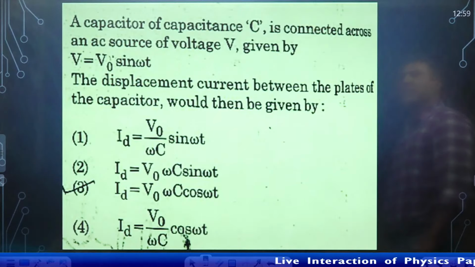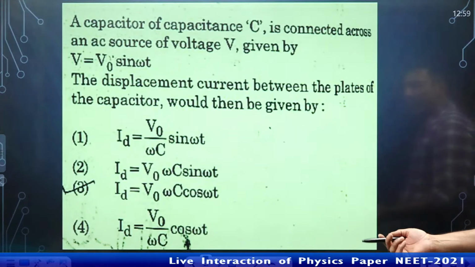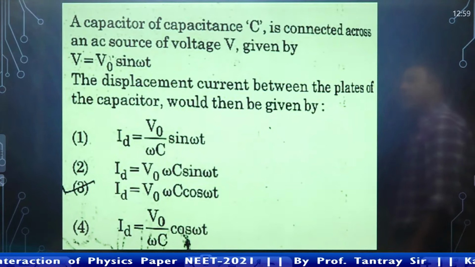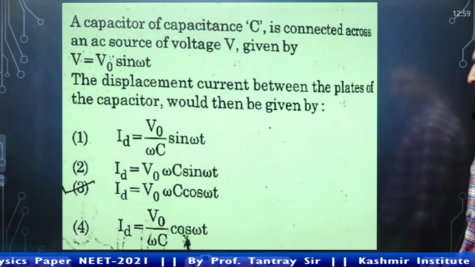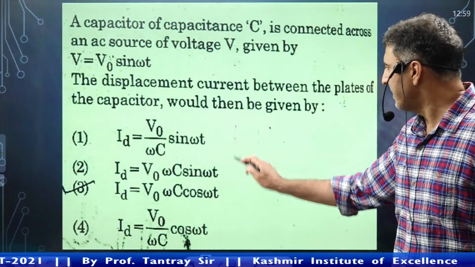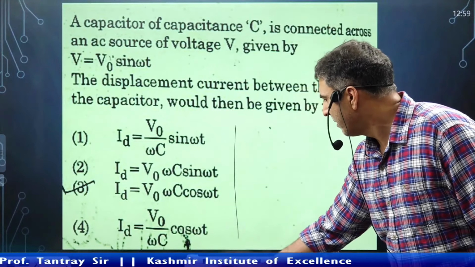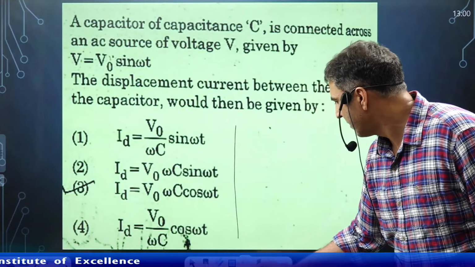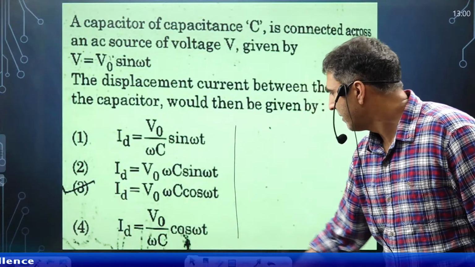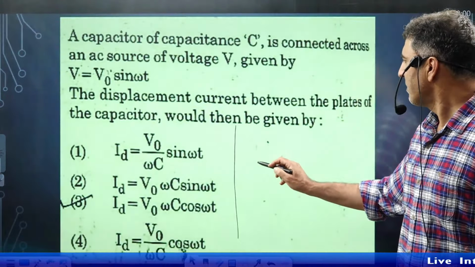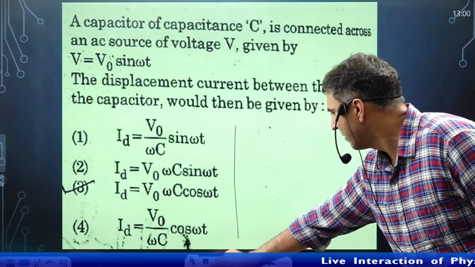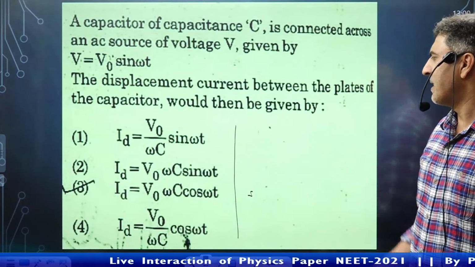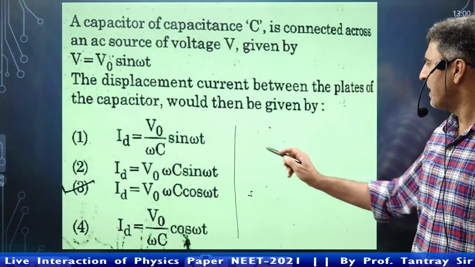Okay, a capacitor C is connected across an AC source of voltage V given by V is equal to V0 sine omega t. I have to find the displacement current. In short, I have to find displacement current. There are two equations for displacement current.